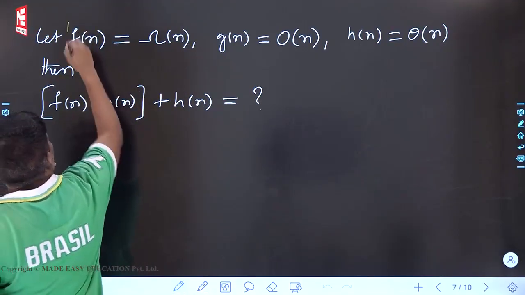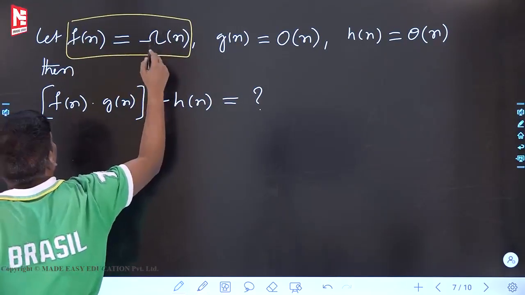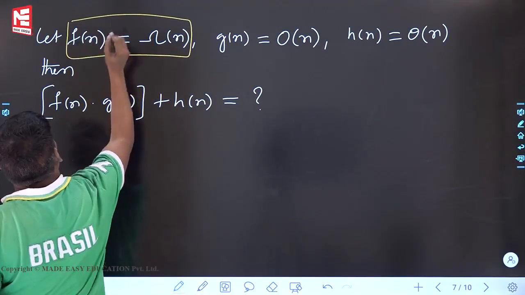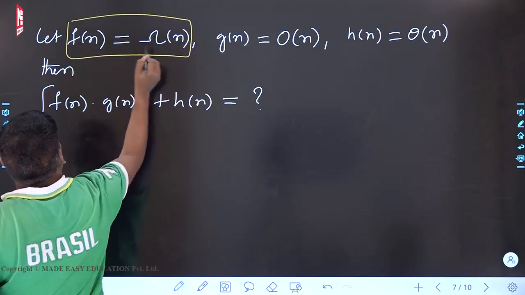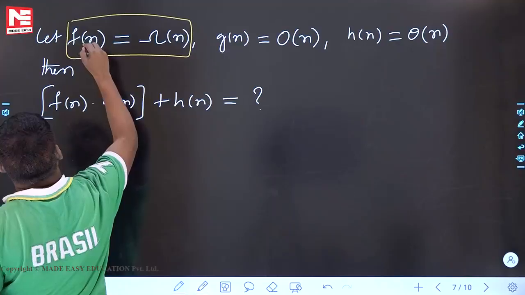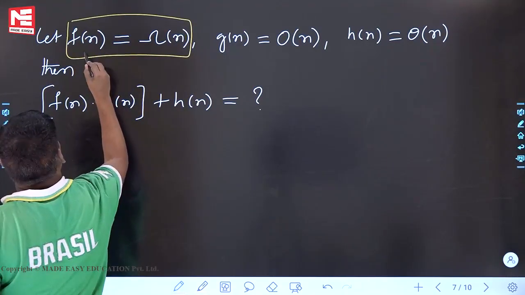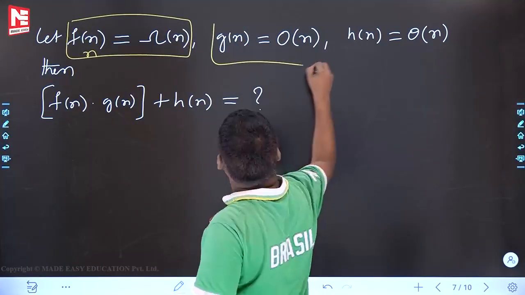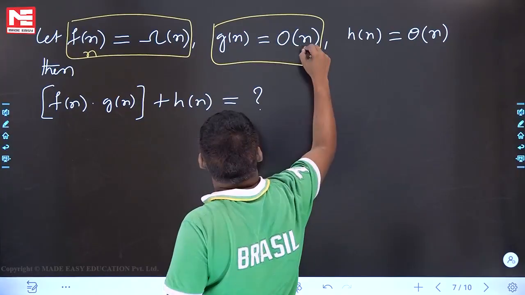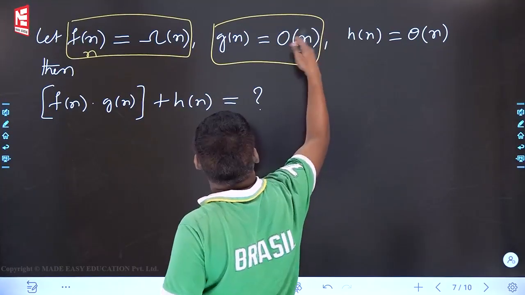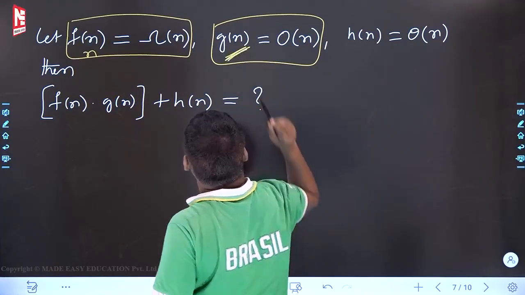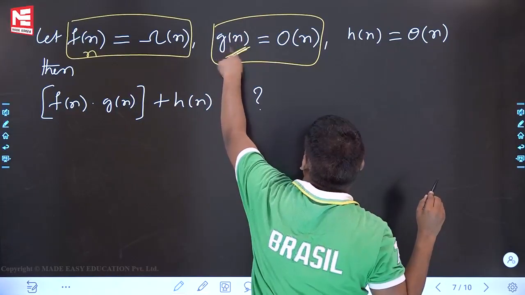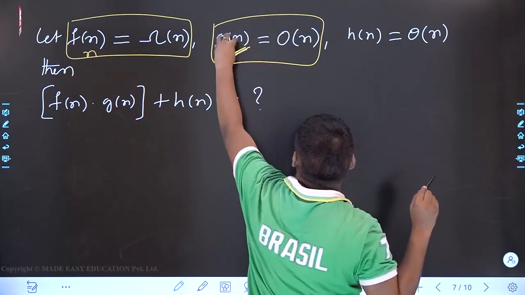f of n is omega of n. What is the meaning of this? Omega means the left will be either greater or equal. What is the minimum value expected? Minimum n. g of n is big O of n, so who is bigger? The bigger one is going to be the right side. What about h? This may be constant complexity, whatever it may be. For this one, it is an upper bound. Can you say what the possibilities are here?